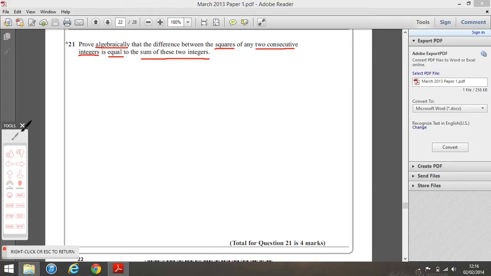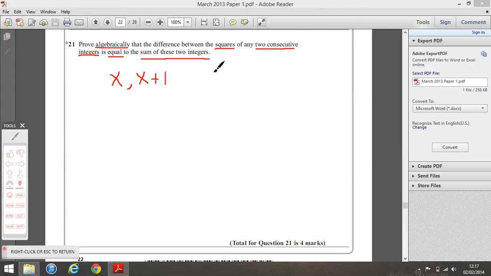Okay, so as I said before, consecutive integers is numbers that are next to each other, so we can have 3 and 4, they're next to each other, or 5 and 6. The thing is, you cannot use real numbers to prove this statement here because we have to prove it algebraically. So what I can do is I can call any number x, so that will be our first number, and I can call our second number x plus 1 because that will be the next number up. So those are our two numbers, and it's in terms of x.